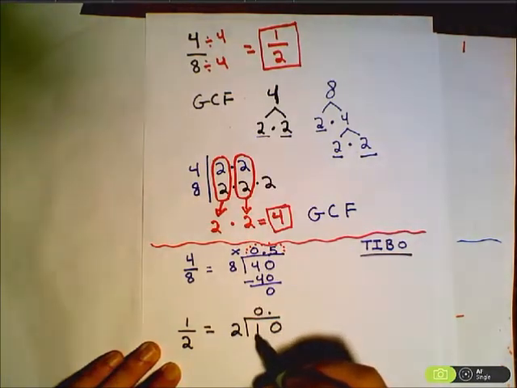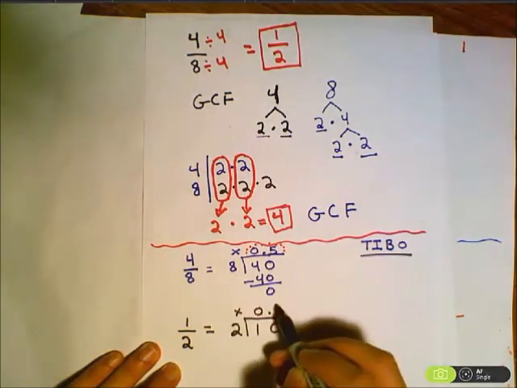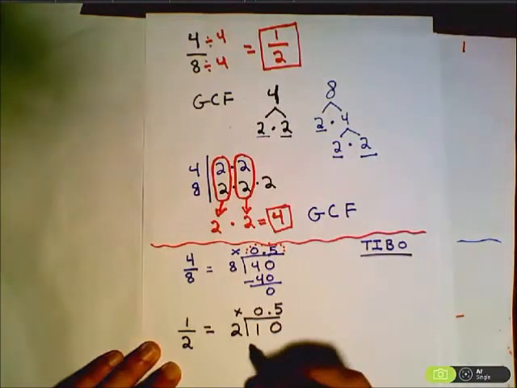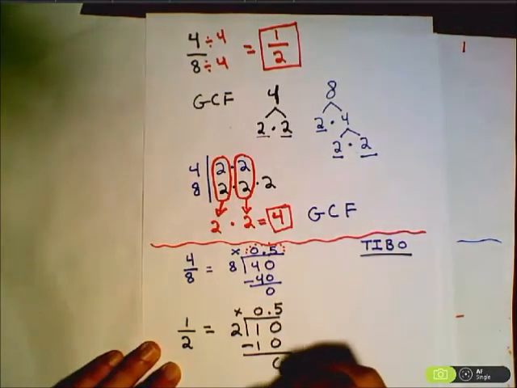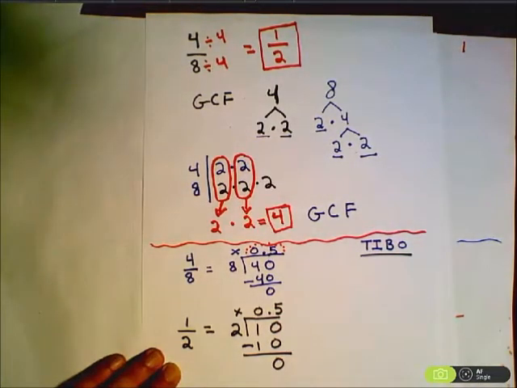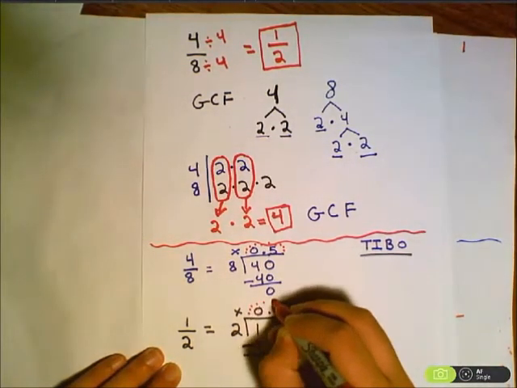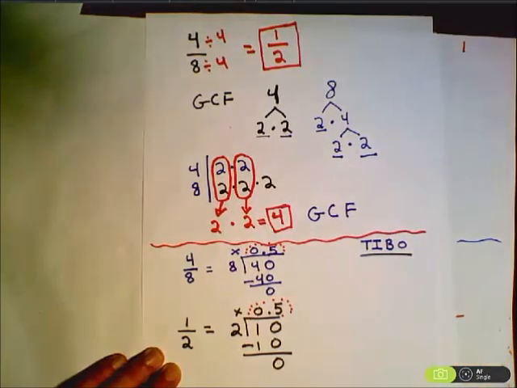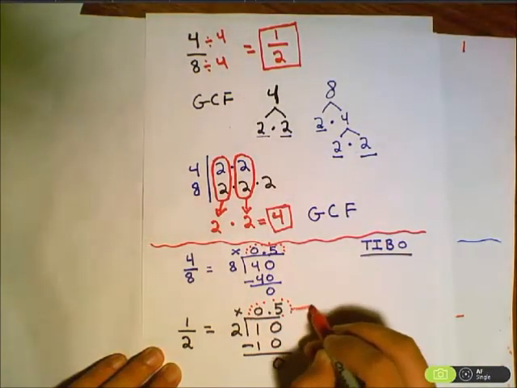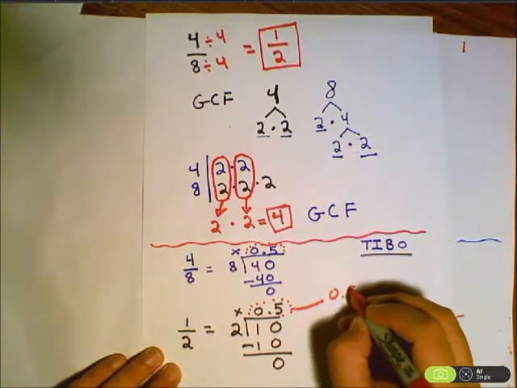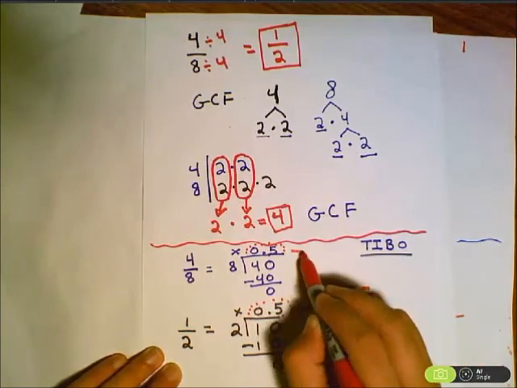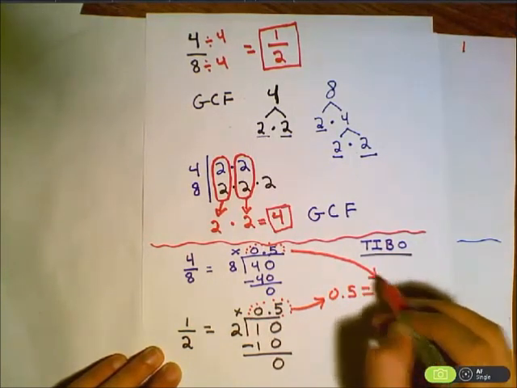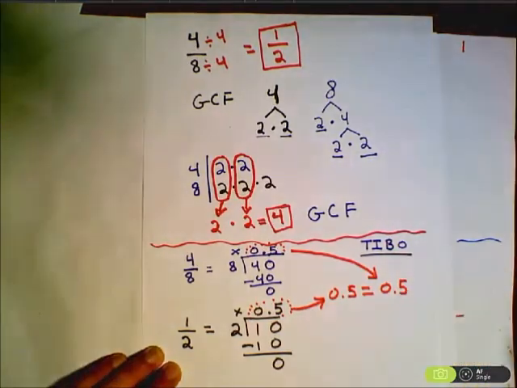Can 2 go into 10? Sure it can. 2 times 5 is 10. So then we're going to subtract 10. 10 minus 10 is 0. Now I want you to notice this value. Look at this. This value here, 0.5, equals this value, 0.5.